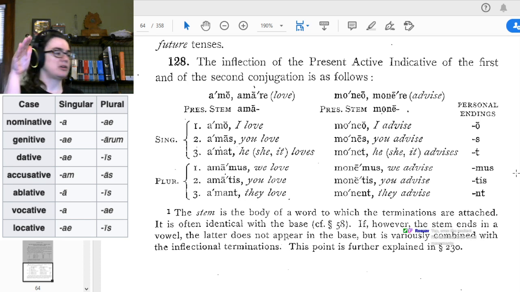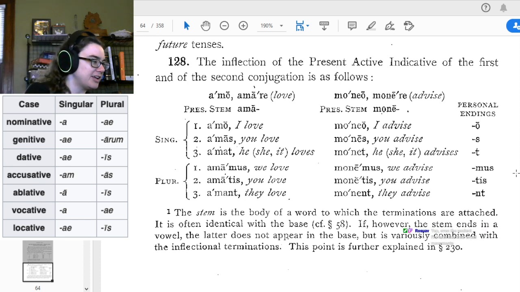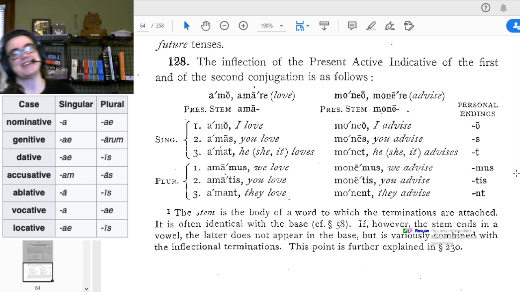You'll notice, yes, even the ancient Romans had their vowel movements. Ha, ha, ha. That was a bad one.